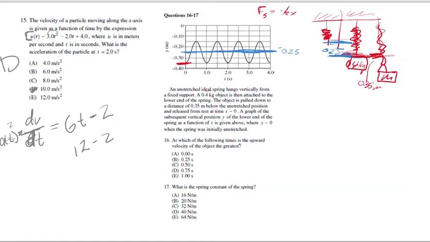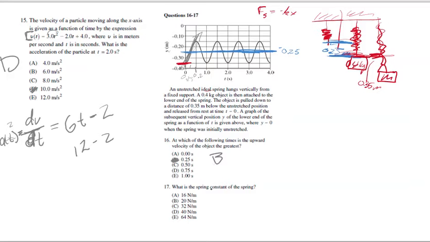Okay, at which of the following times is the upward velocity of the object the greatest? So we're just looking for the slope of position versus time, which is velocity. So where's your positive velocity the greatest? Looks like it's right there to me, right when it crosses that line that's tangent right there. So this is 1 second, this is half a second, so I'd say that is a quarter of a second, or 0.25 seconds. So the answer to that one is B.